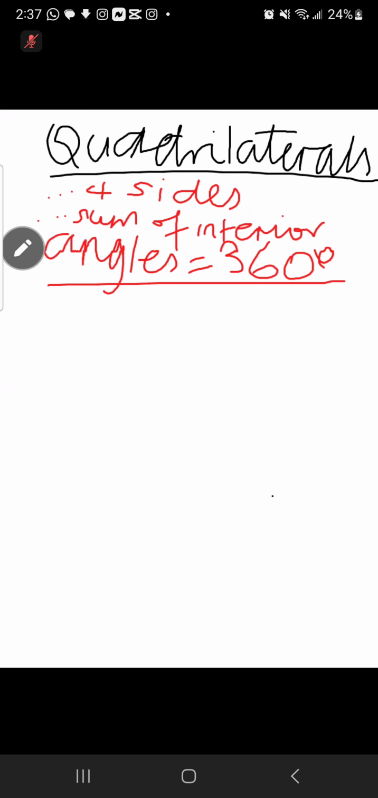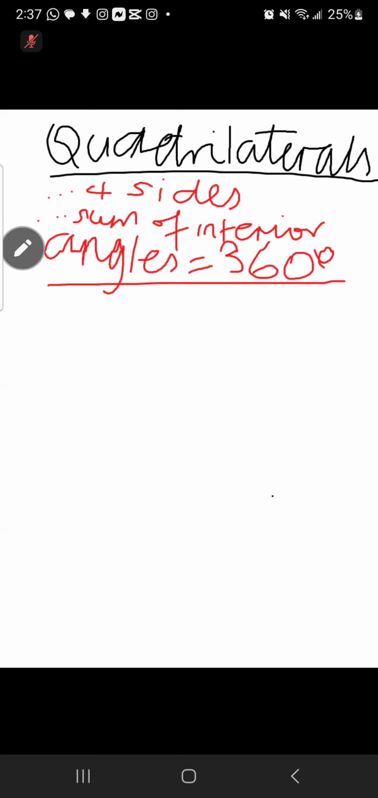So it doesn't matter what the name of the quadrilateral is. The sum of the interior angles remains the same, 360 degrees. But let us look now at some of them specifically, because we need to know the characteristics of these quadrilaterals if we are asked to construct or draw them, or if they are referred to in a question. You need to understand exactly what they're talking about.